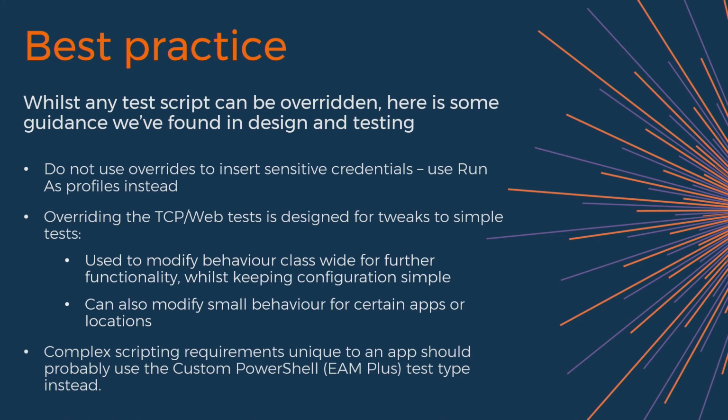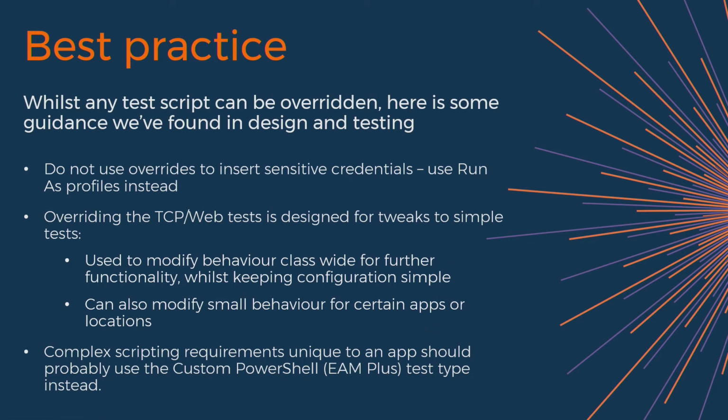I think a nice simple summary would just be: use overrides if you want to tweak the functionality that's already there, and use custom PowerShell if you want to do something brand new, something that we don't already provide. Otherwise, you just end up in a minefield of overrides that end up causing more issues than you're trying to fix. Absolutely. Thank you. So that's our best practice there.